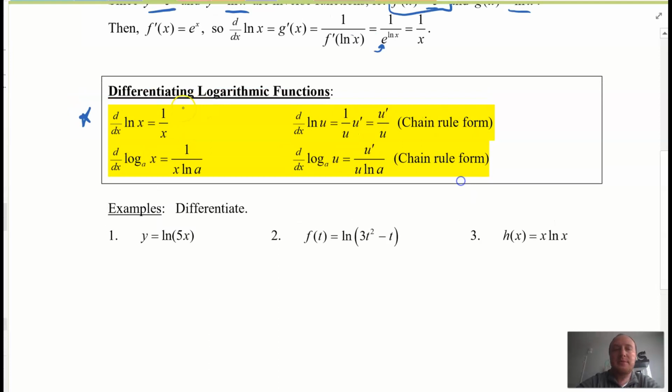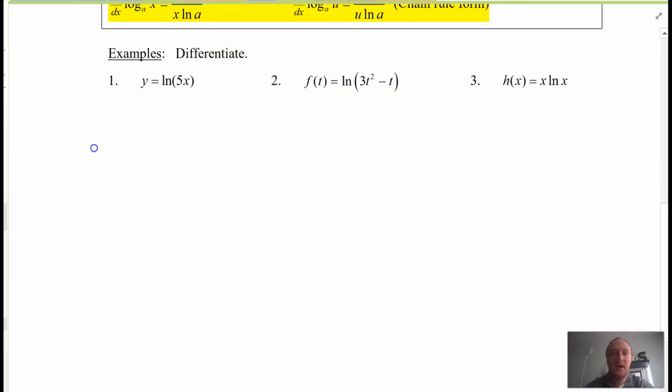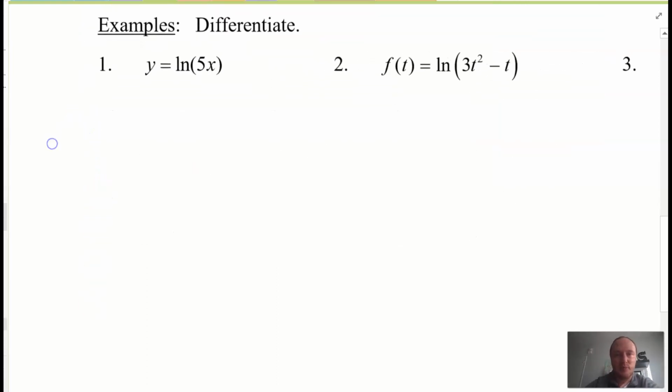Now, oftentimes our problems will involve our inputs having another function. Okay, so we'll have to utilize our chain rule, right? So when we take the derivative of the natural log of a function, we'll get 1 over that function times whatever the derivative is of the inside. And we can go ahead and look at an example here.